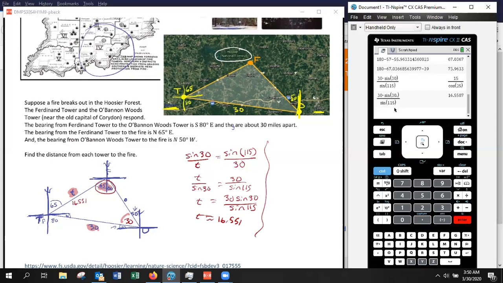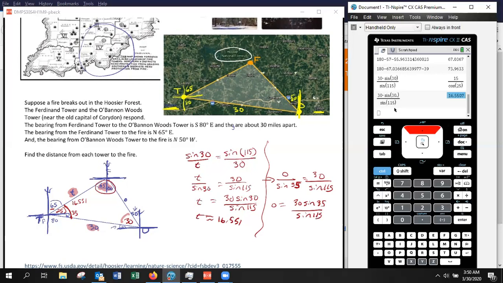And with the O'Bannon Woods Tower, I'm going to do something similar. I'm just going to start from here and say O over the sine of, I don't know that angle yet. So if this is 65 degrees here, 65 plus 25 gives me the 90-degree angle. So this overall angle is 35 degrees, 35. So O over the sine of 35 will equal 30 over the sine of 115. So O is, and that was 35, I wrote 33. O is 30 sine of 35 divided by sine of 115.